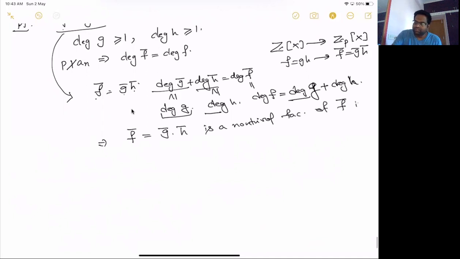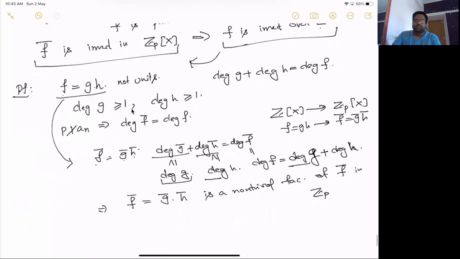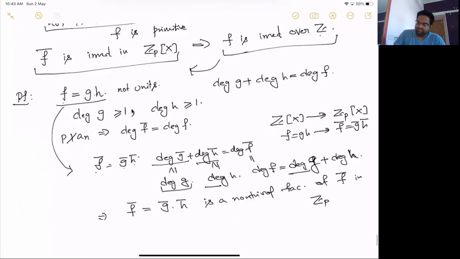F bar in ZP. So what we are doing is showing the contrapositive: if F is reducible over Z, it is also reducible over ZP. So we have shown the contrapositive. This seems very simple looking because everything is argued in terms of the degrees.